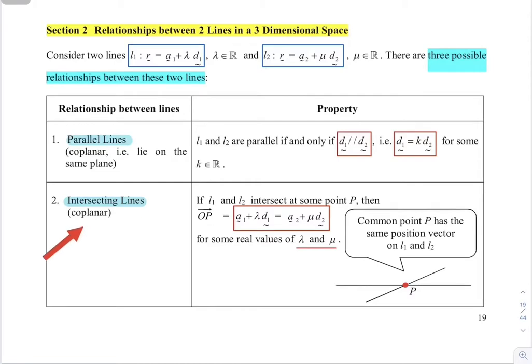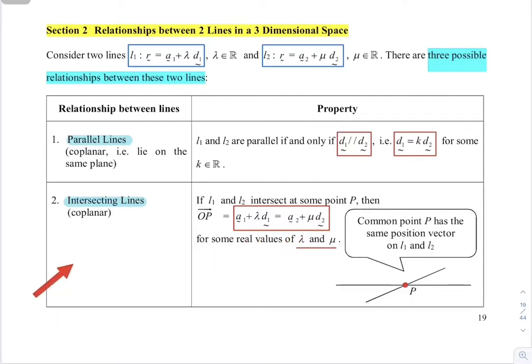The two lines are intersecting lines if they share a common point between them. For example, if L1 and L2 intersect at some point P, the point P can be found on both L1 and L2. If that is the case, the position vector of the point P can be represented by the equation of L1 as well as the equation of L2 for some real values of lambda and mu.